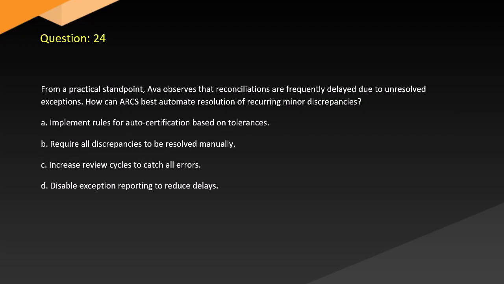Question 24. From a practical standpoint, Ava observes that reconciliations are frequently delayed due to unresolved exceptions. How can ARCS best automate resolution of recurring minor discrepancies? A. Implement rules for auto-certification based on tolerances. B. Require all discrepancies to be resolved manually. C. Increase review cycles to catch all errors. D. Disable exception reporting to reduce delays.